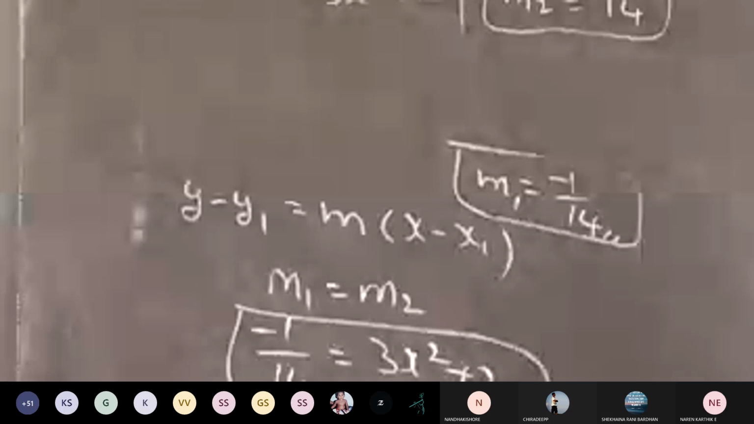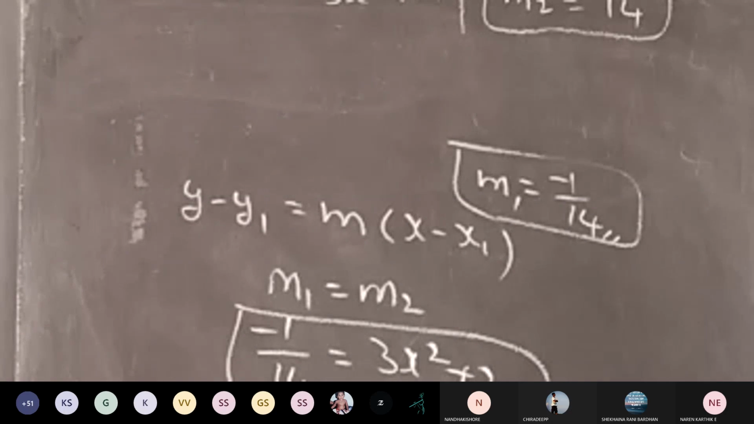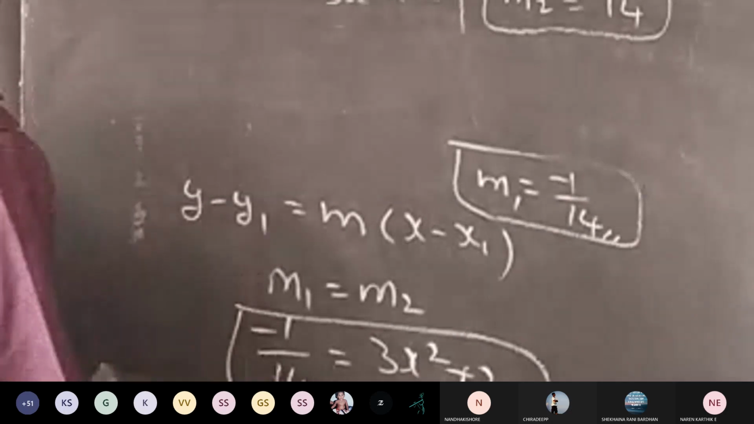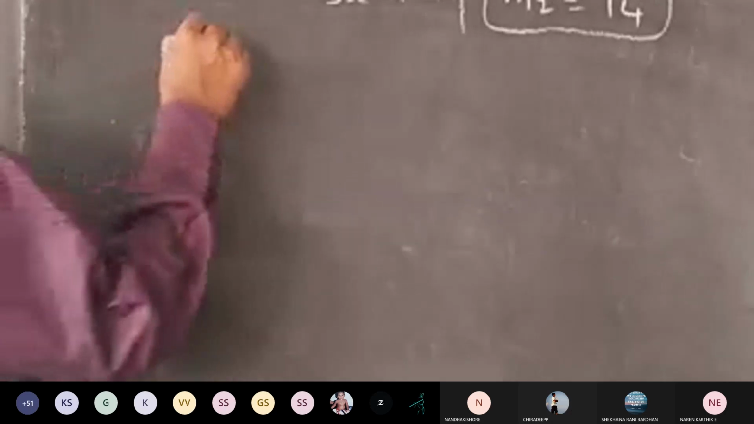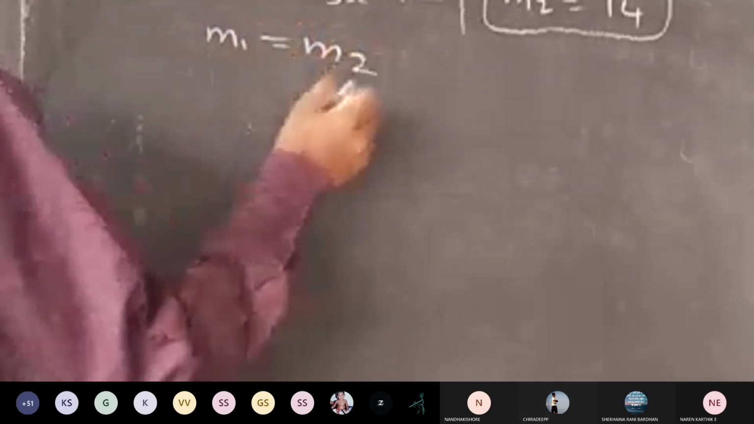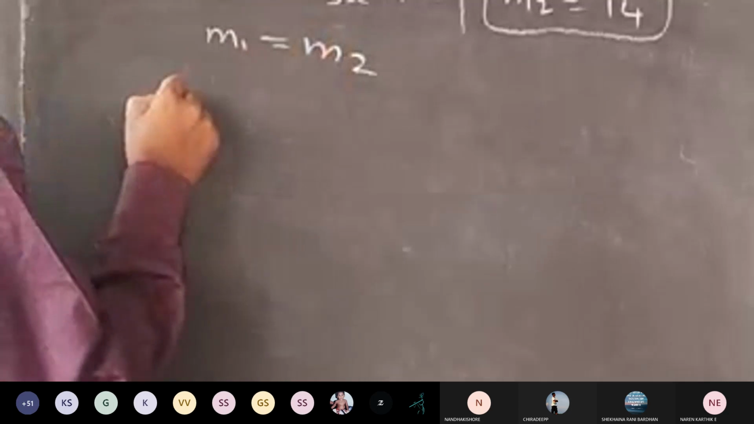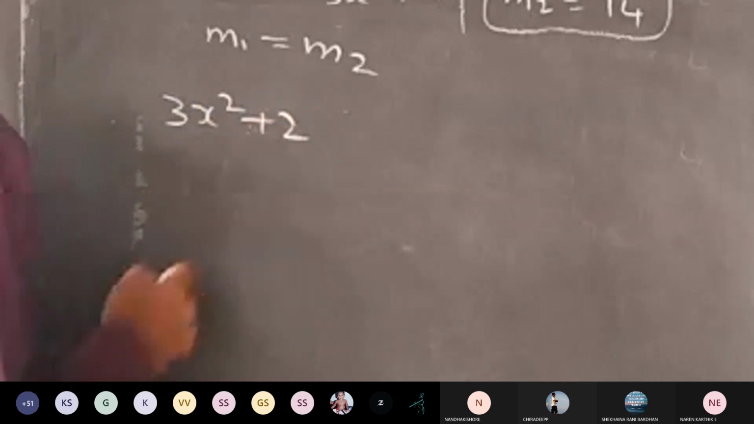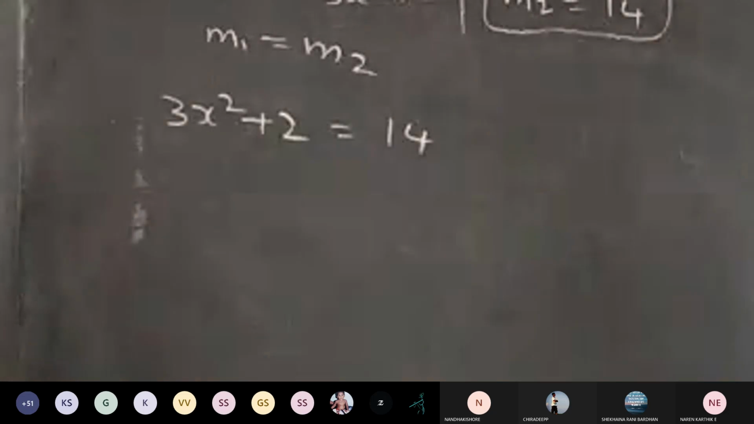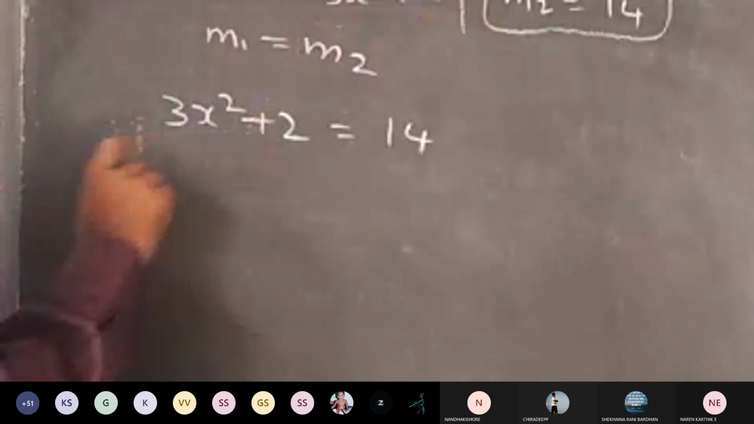So now here, what is the condition? m1 is equal to m2. Parallel means m1 is equal to m2. m1 means 3x² + 2 is equal to 14. m1 is equal to m2, the slope value.